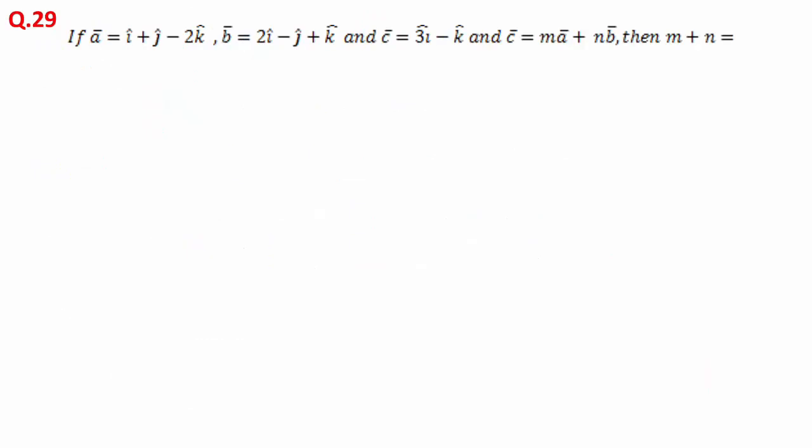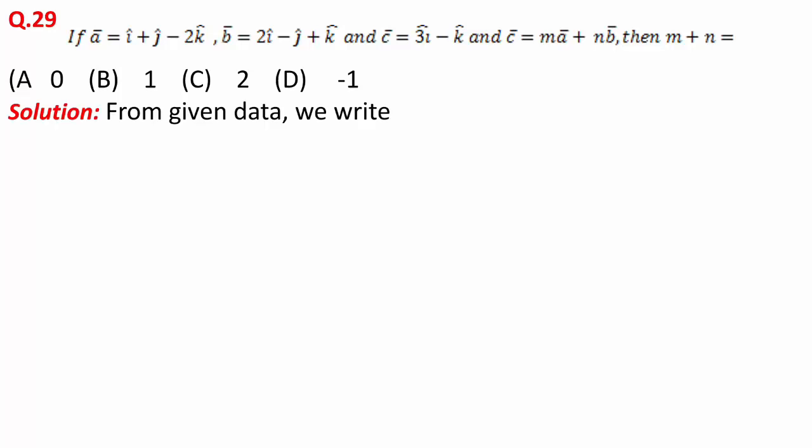Question 29. If a bar equals i plus j minus 2k, b bar equals 2i minus j plus k, and c bar equals 3i minus k, and c bar equals m a plus n b, then m plus n is. Options are A 0, B 1, C 2, D minus 1.